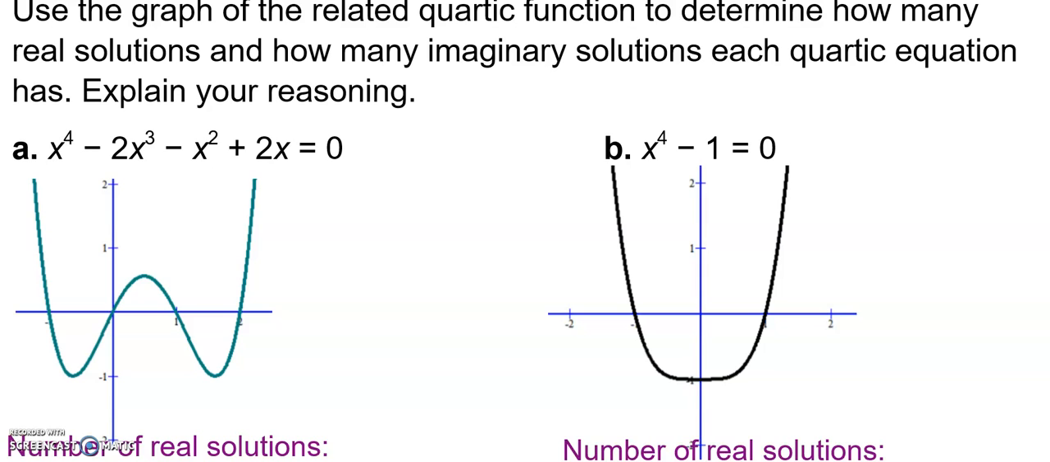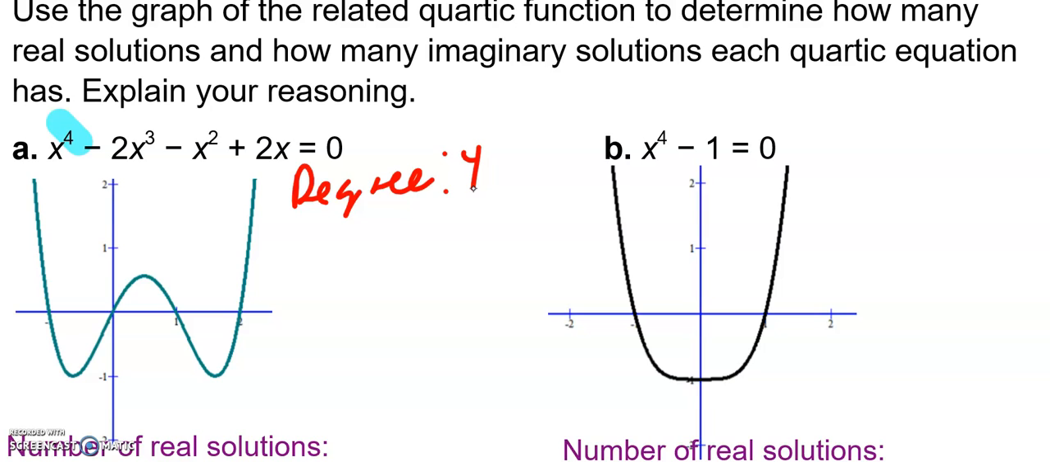Okay, so let's look at an example, or 2 examples, visually. So here I have the function x to the 4th minus 2x to the 3rd minus x squared plus 2x equals 0. And then I've also graphed this polynomial for us. So the first thing we want to note is the degree, right? And this polynomial has a degree of 4. So what that tells me is if I was to solve this equation, I should have 4 solutions.